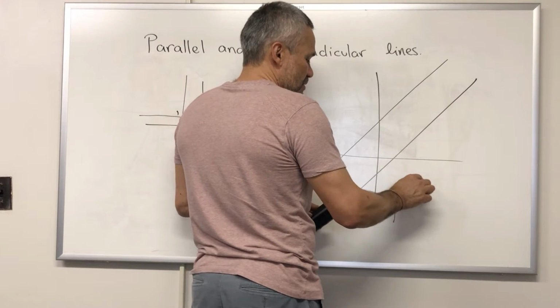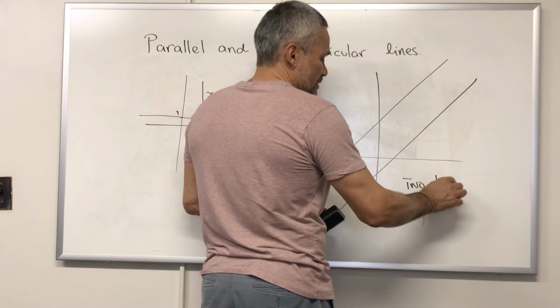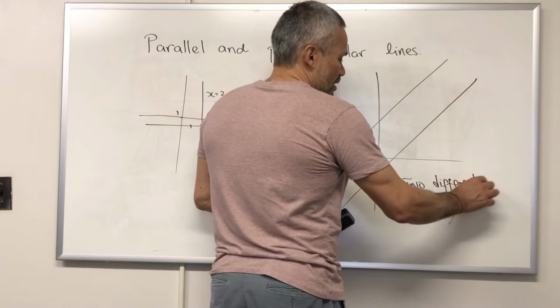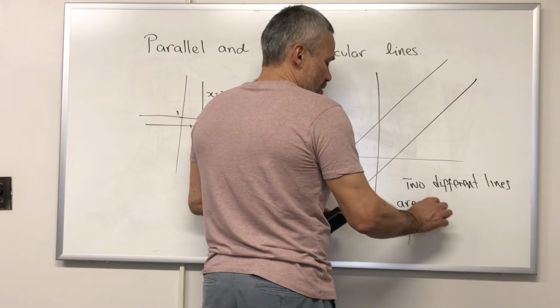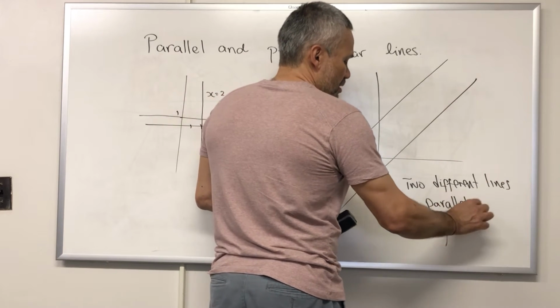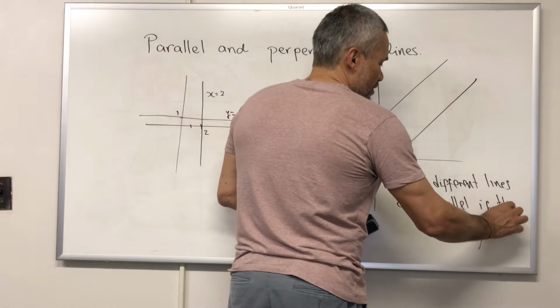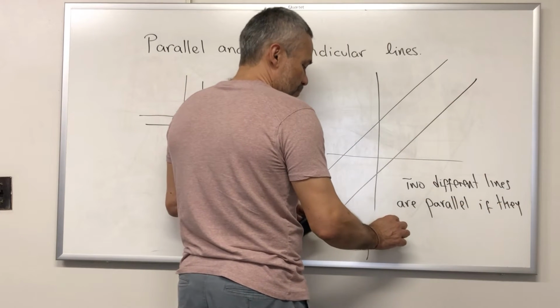Two lines, let's say two different lines, are parallel if they have the same slope.